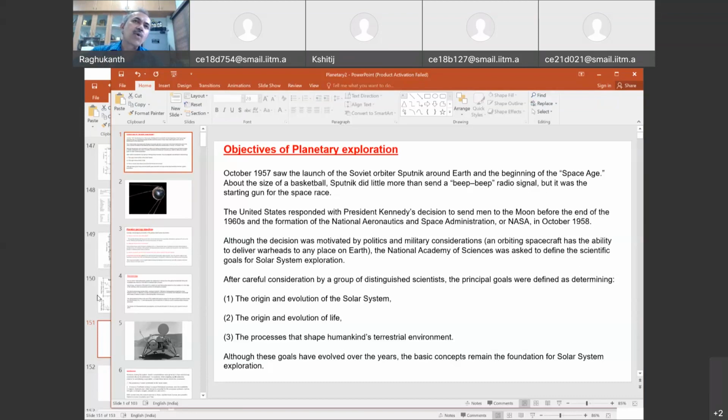Okay, so now let us go to our unit 2, that is planetary geology and geomorphology. You are able to see this slide, right? Objectives.